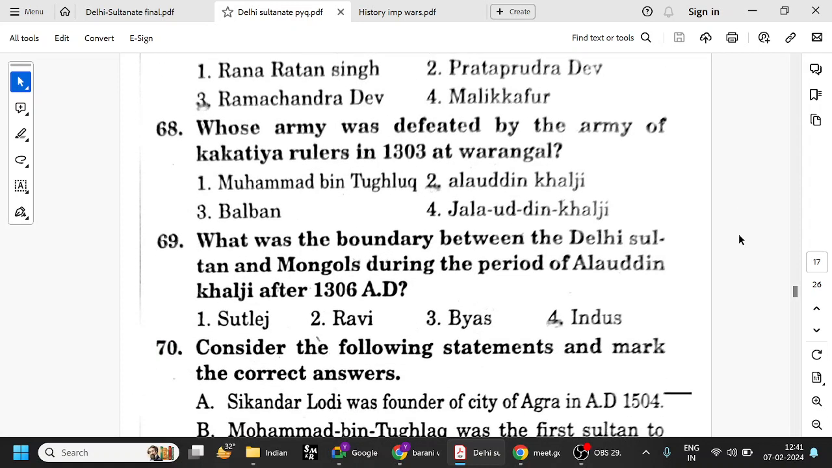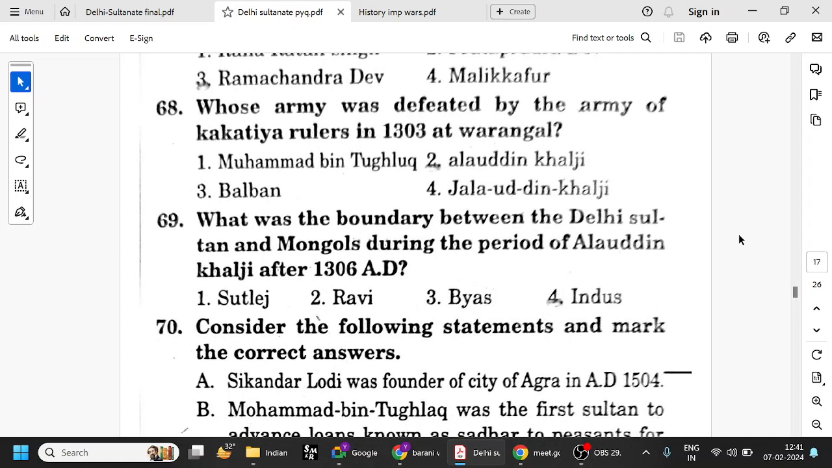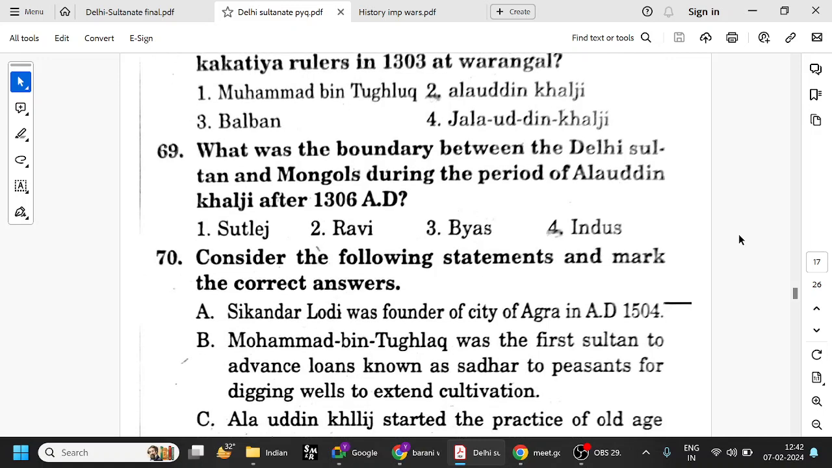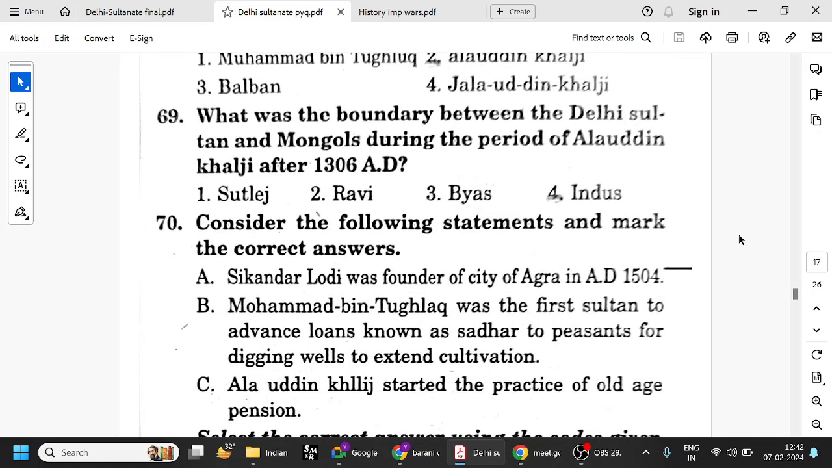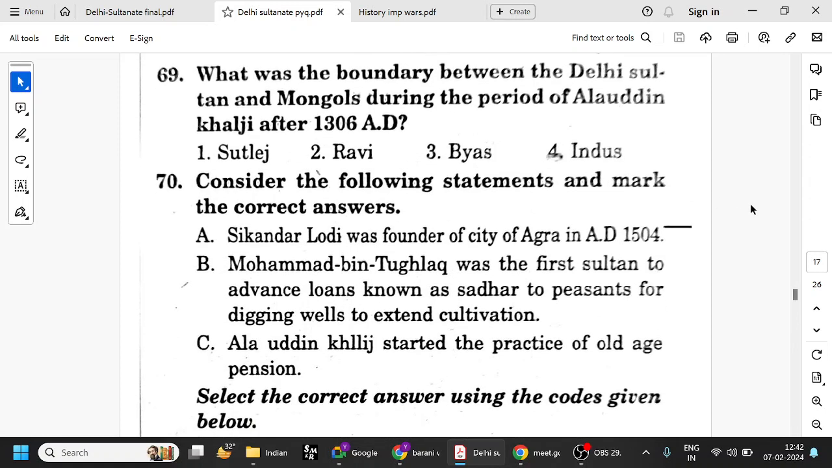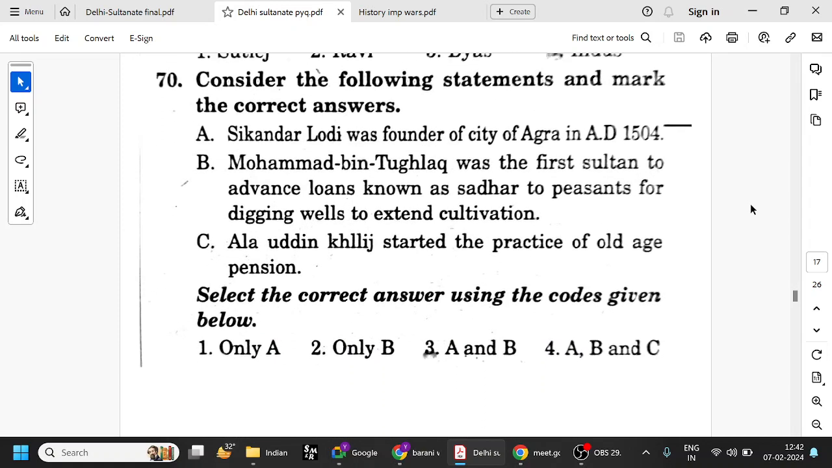So, whose army was defeated? We've seen already, 1303. Alauddin Khilji's army was defeated by the Kakatiya ruler in 1303. Later, I believe Malik Kafur defeated them again. Anyway, what was the boundary between the Delhi Sultanate and Mongols? This is the river Indus. If you look at the map, you can make out it is the river Indus.